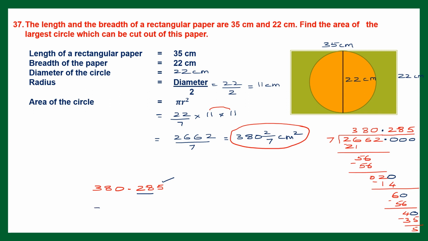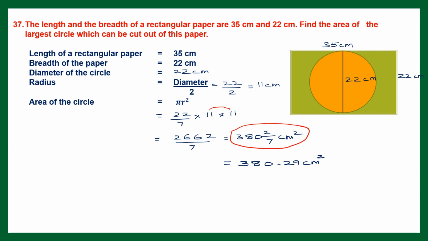So what do we have here? We have 380.29. So if we have to write this answer as a decimal number, our answer will be 380.29 centimeter square. So now here we've got our answer both as a fraction and as a decimal number.